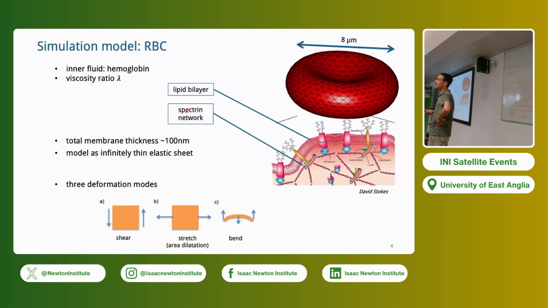Such a sheet has 3 deformation modes. 2 of them also exist for a 3D solid. The first one is shearing deformation, and the second one is a stretching or area deformation mode. And the third one, which has no exact equivalent in a 3D solid, is bending. So you can take the membrane and you can bend it. And in fact, there's a resistance also to bending. So the membrane resists all these deformations. So what we need is mechanical models to describe these resisting forces.